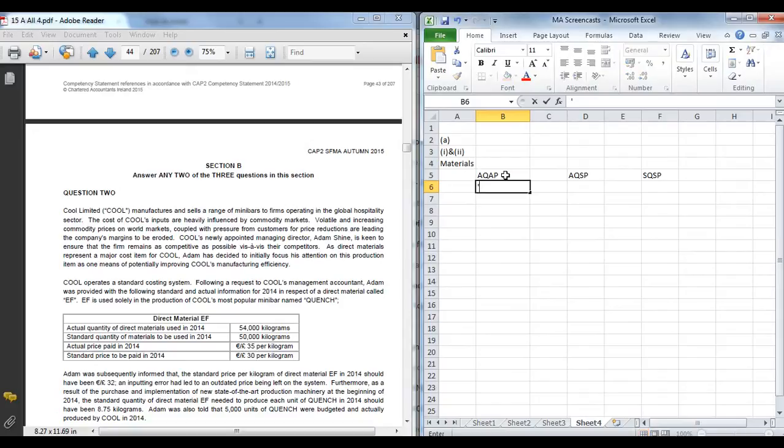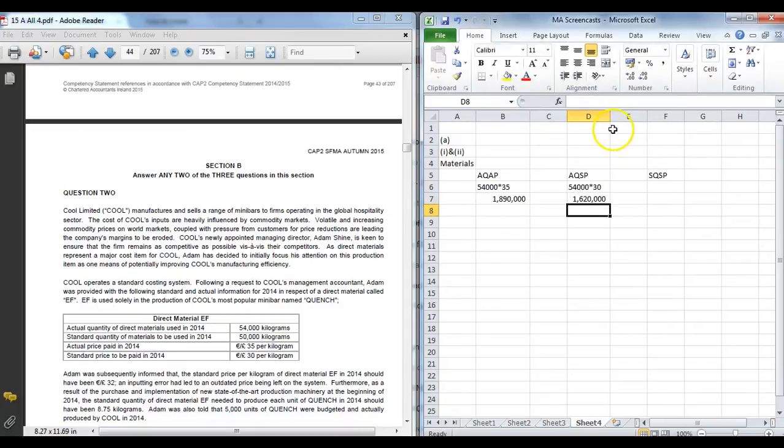So in terms of actual quantity, actual price, we're told this in the question, it's 54,000 times 35. Sometimes it may be a bit more complicated in questions where you have to work out the number of units and you may have to do a bit of work, but here you're told directly what the figures are. So 54,000 times 35 is 1.89 million. Actual quantity again is 54,000. Standard price is 30. So it's 54,000 times 30, which is 1.62 million.